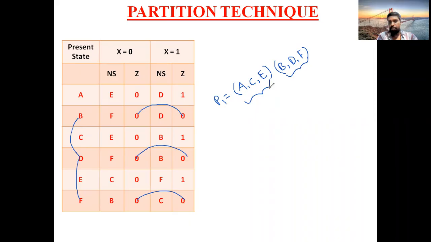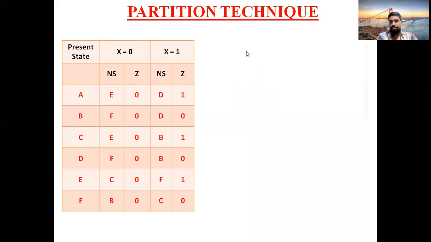So the two groups are made in the first partition based upon the output values. Okay. So the first partition will be written as P1 is equal to ACE. What is ACE? We are getting A comma C comma E exhibiting the same outputs in both the conditions. And B comma D comma F are the values we are getting at the same output for different input conditions. Okay, so the first partition is made upon the output conditions.